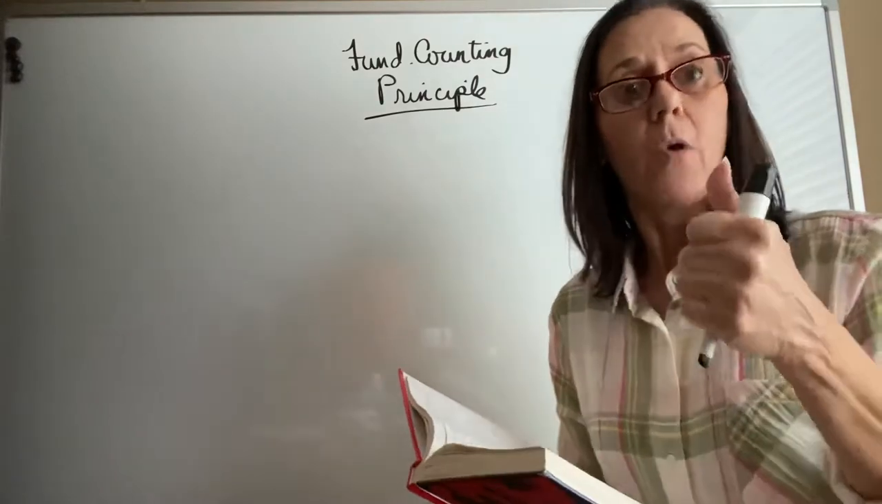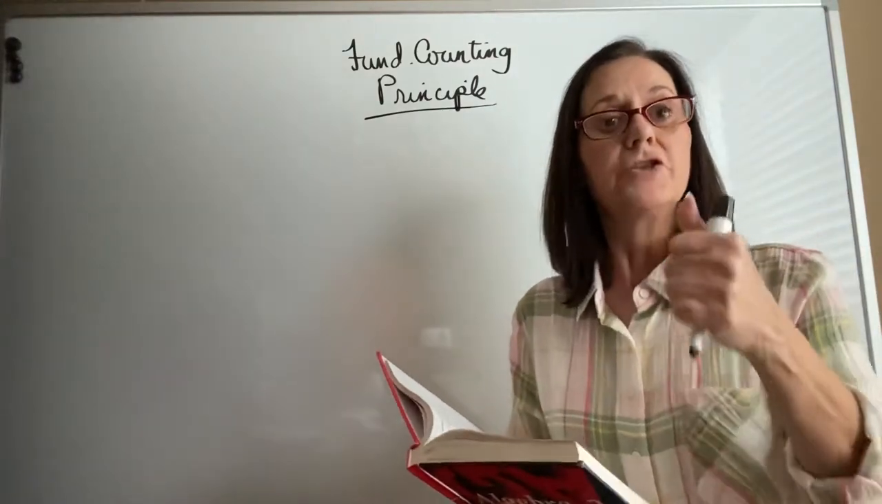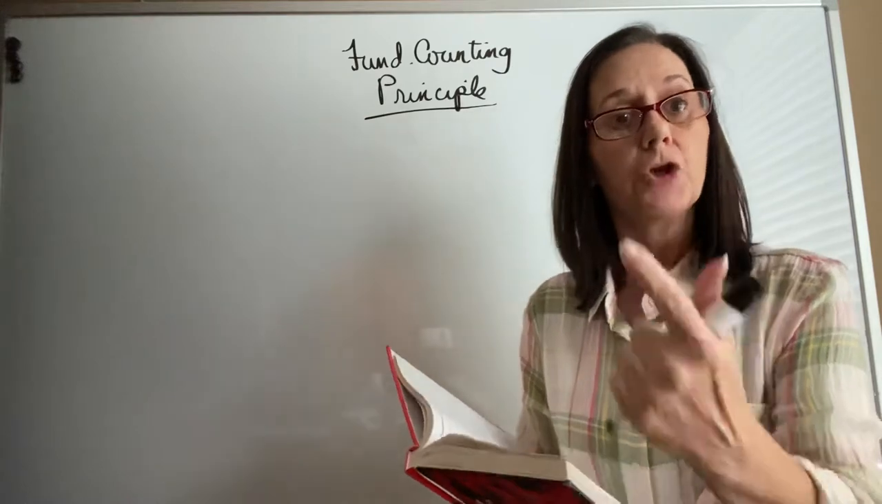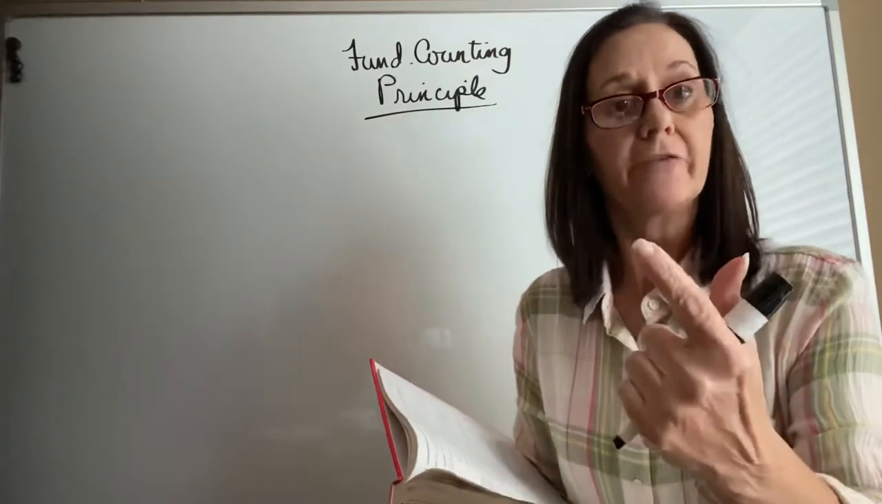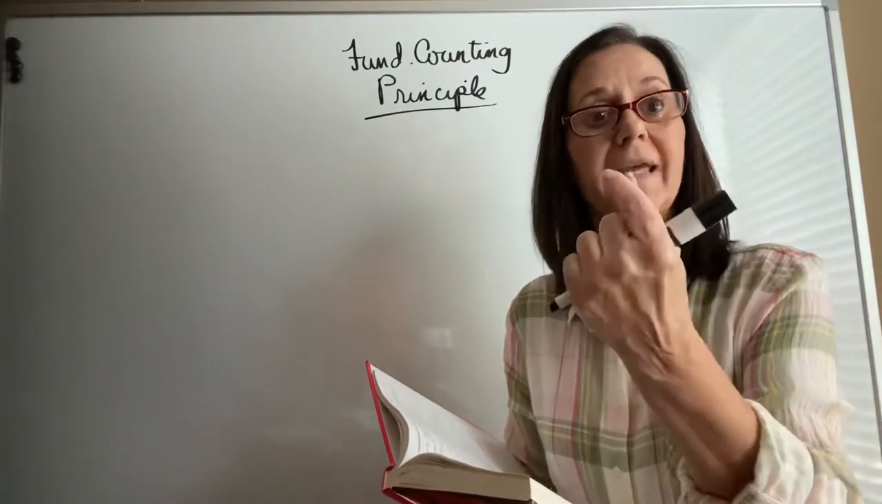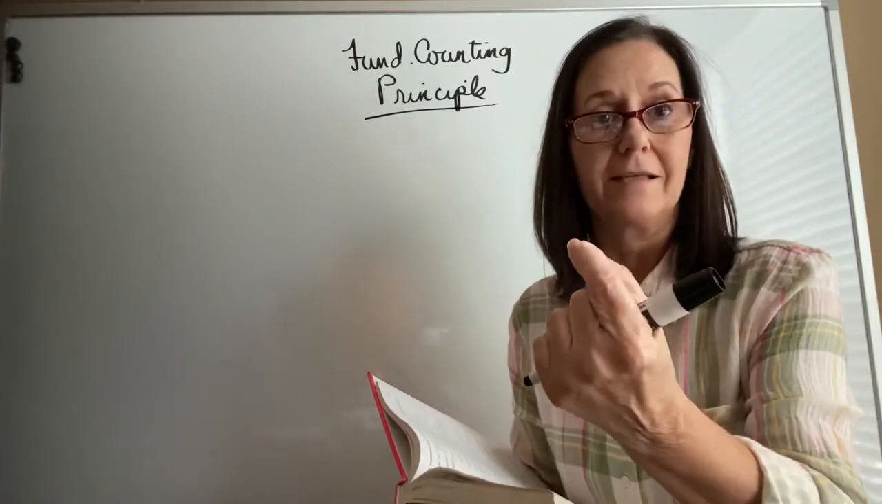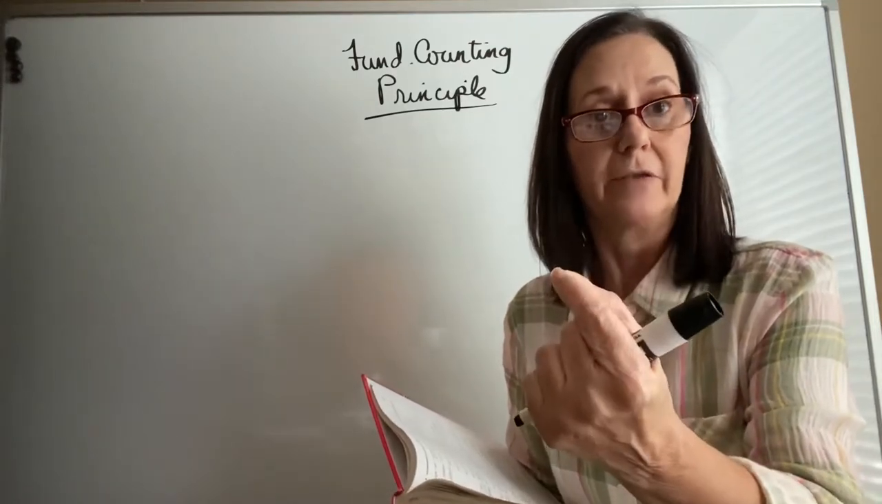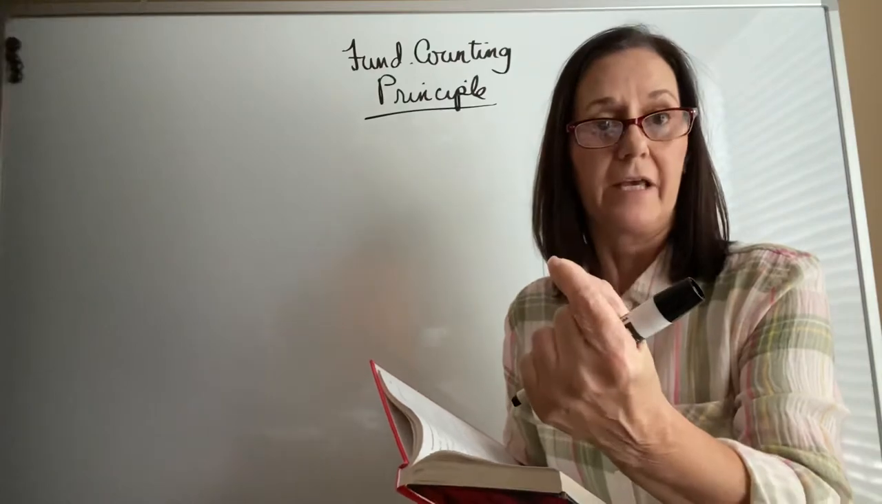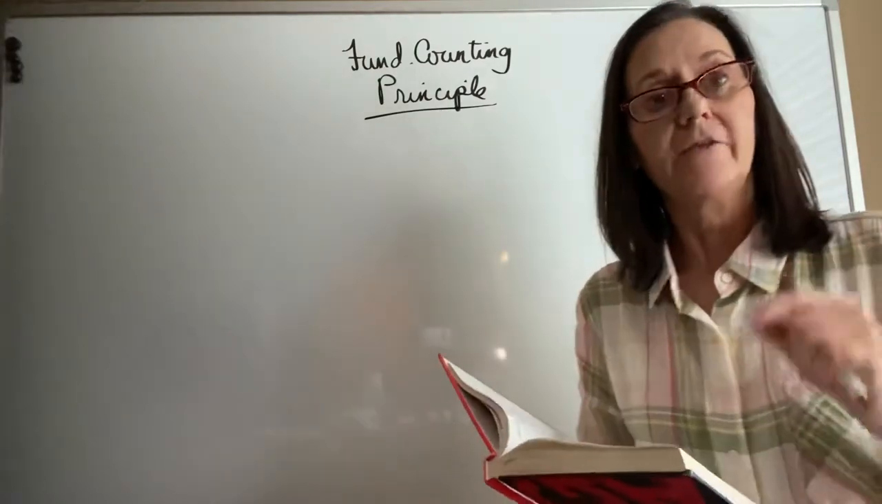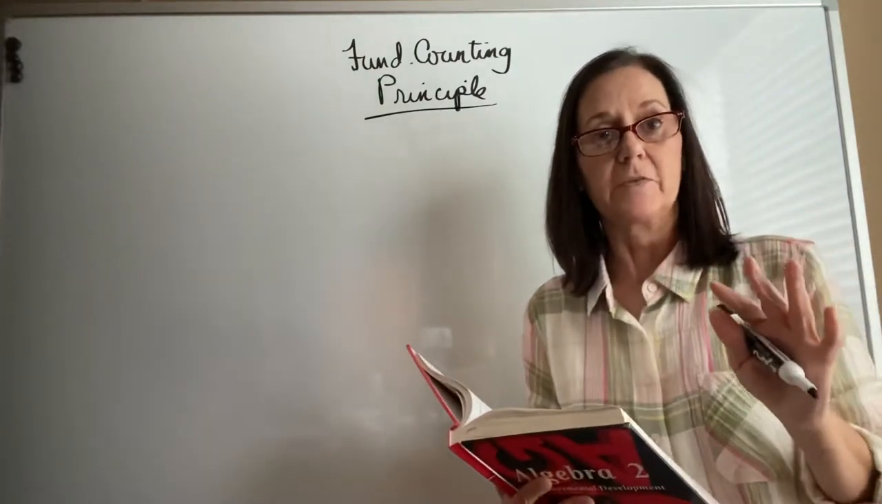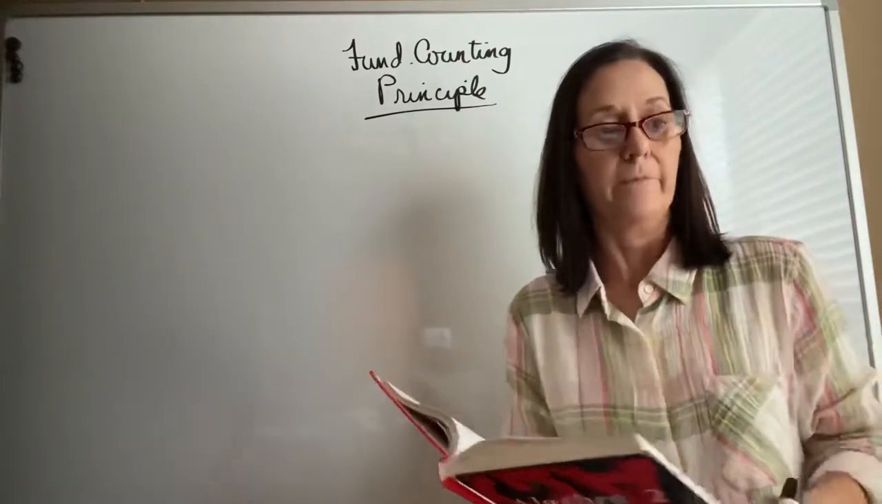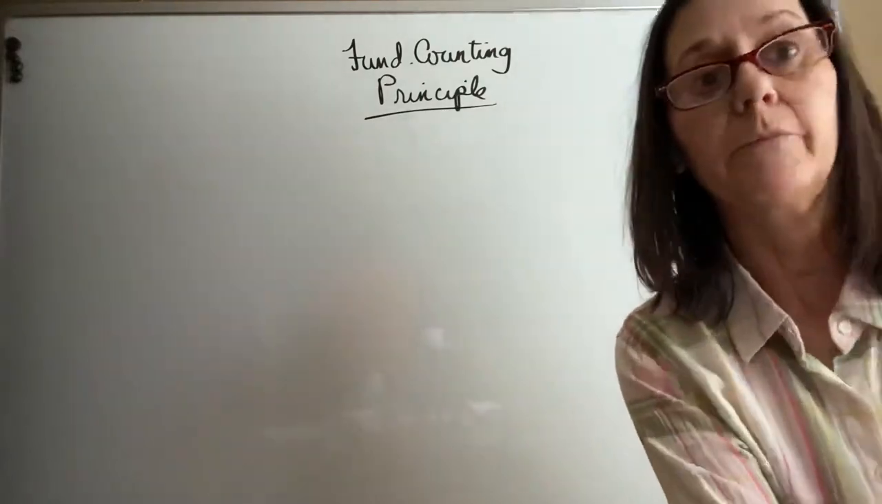if there are P ways to do one thing and Q ways to do another thing, then there are P times Q ways to do both of those things. I'll give you an example of the fundamental counting principle and show you how it is used in probability.